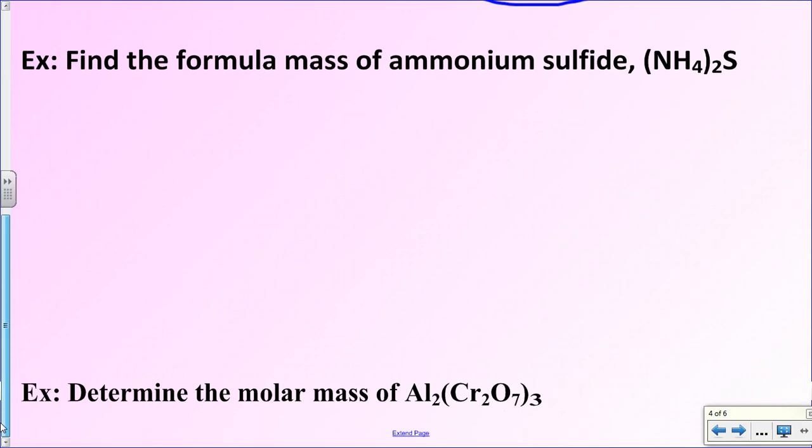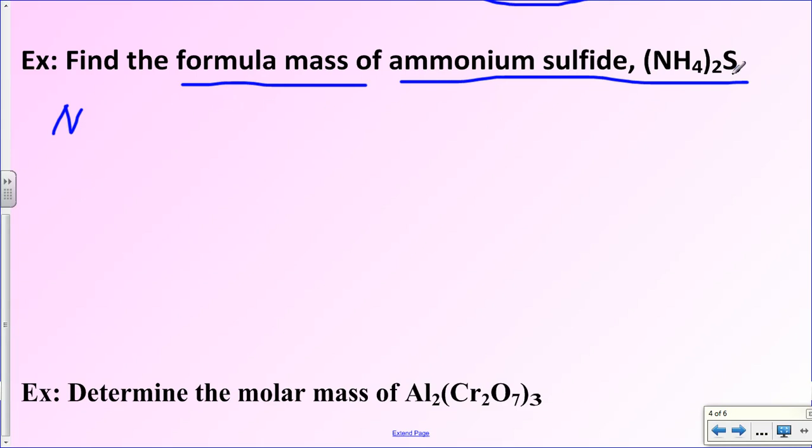Again, you do not have to draw the grid, but we do have to show the substance that is present, all the elements in ammonium sulfide. Now notice we're asked to find the formula mass. That must indicate that this is an ionic compound. So nitrogen, hydrogen, and sulfur are in our formula. How many nitrogens do we have? There are 2. How many hydrogens? There are 8. And how many sulfurs? Just 1.